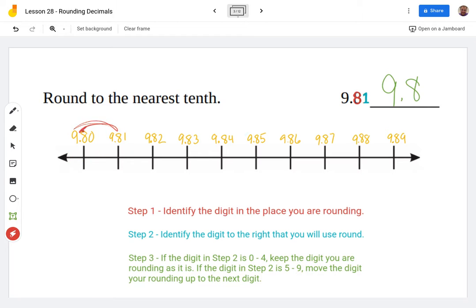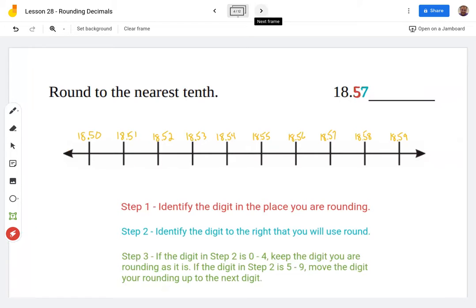Much closer. Look at the distance. It's just a distance of 1 hundredth. Whereas the distance between this number and the next number up is 9 hundredths. That's a huge distance. So it's much closer to this number here, 9 and 8 tenths. And so that is our final answer.